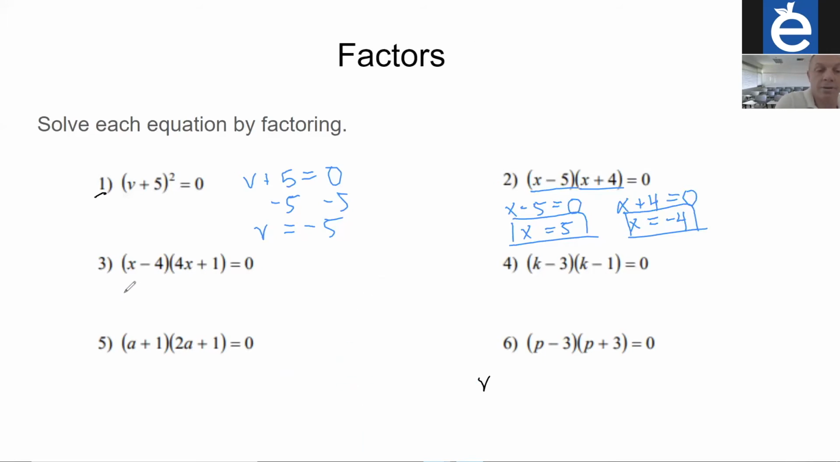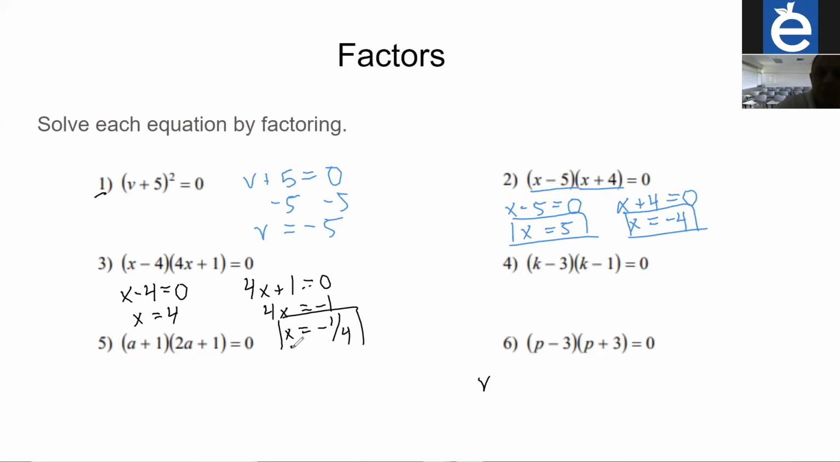I'll do one more. Here, x minus 4 could equal 0, or 4x plus 1 could equal 0. Add 4 to both sides. Here, subtract 1 from both sides, and then divide by 4. Okay? So those are the x-intercepts, where it crosses the x-axis. Again, I don't like to rush. I would always make sure that my students are understanding. If that clicks, if that makes sense, we would move on.